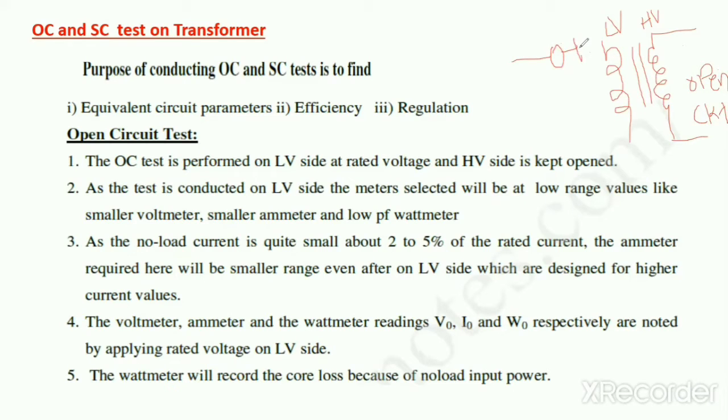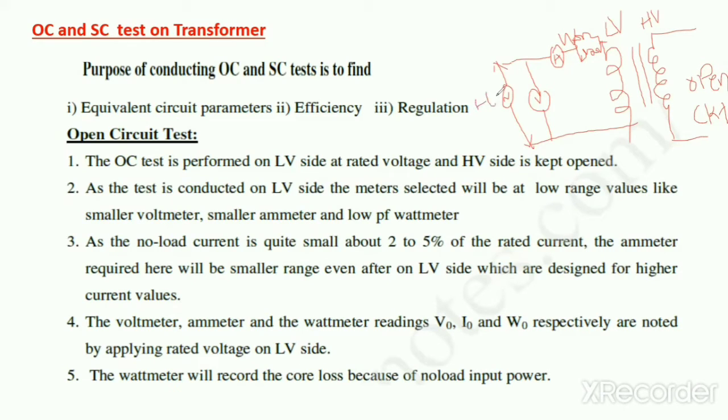transformer and wattmeter. This is the symbol for wattmeter, and this is the voltmeter, and this is the ammeter, and this is the input voltage source. This is the voltmeter, and this is the ammeter, and this is the wattmeter. W is the wattmeter. Therefore, all the equipments will be connected on the LV side.